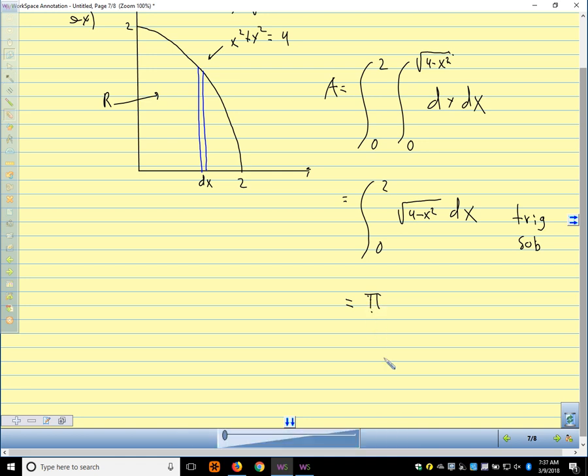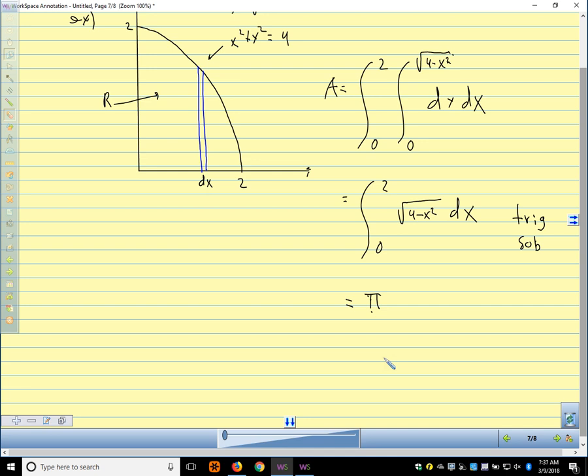And what we're going to do eventually is, well, this is a quarter of a circle. Wouldn't polar coordinates make more sense? So we're going to translate iterated integrals into polar coordinates as well.